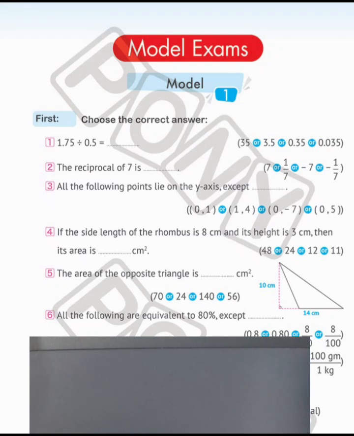Of model exams number 1 from the book. Question number 1, choose the correct answer.